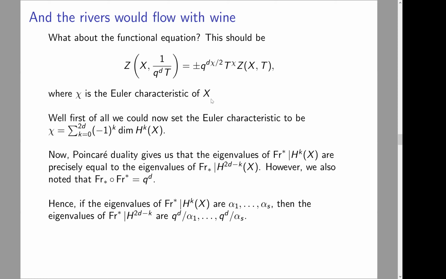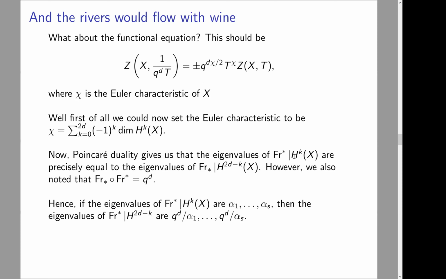So chi is the Euler characteristic. And as we've said, now that we have the language of cohomology, we can calculate this Euler characteristic as the alternating sum of the dimensions of these cohomology groups over whatever field they're defined. That gives us an Euler characteristic, and so we can ask for such a functional equation to be true. This is where Poincare duality plays a role. So Poincare duality gives a duality statement between H^k and H^(2d-k).